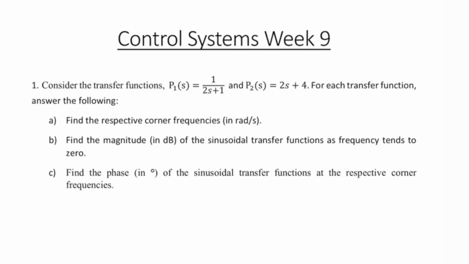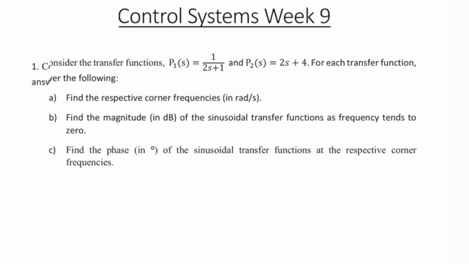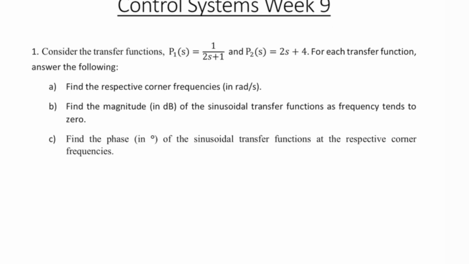Today we'll be discussing two questions, and the first question in front of us is about frequency response. So let's get started. In this first question, we are considering two transfer functions P1 and P2. For each transfer function, we have to find the respective corner frequencies in radian per second. Then we have to find the magnitude of the sinusoidal transfer function as frequency tends to 0, and the phase in degrees of the sinusoidal transfer function at the respective corner frequencies.